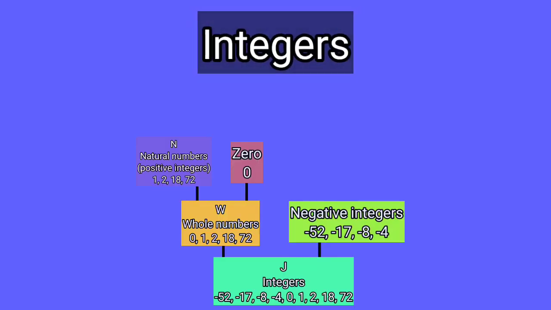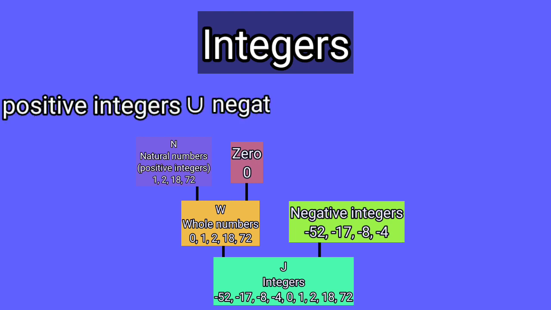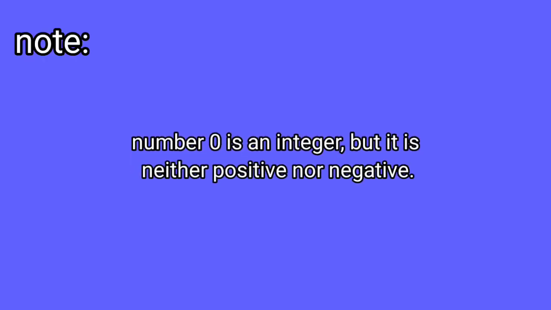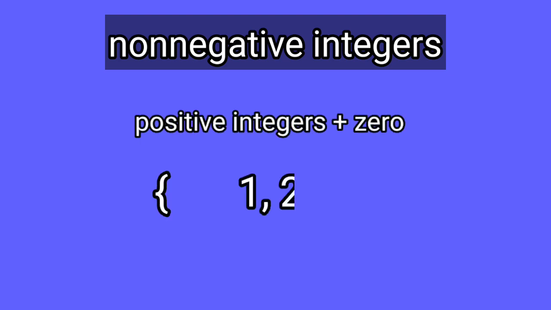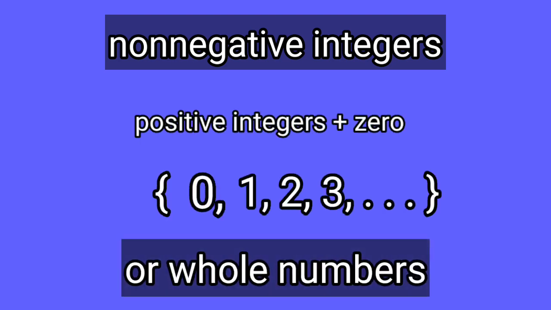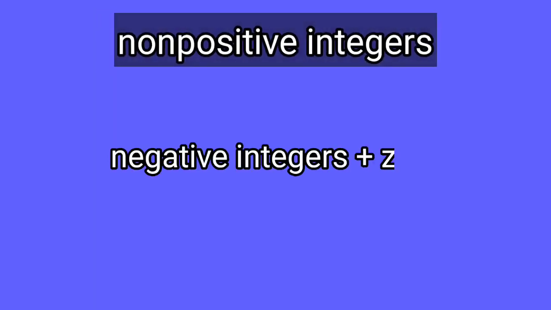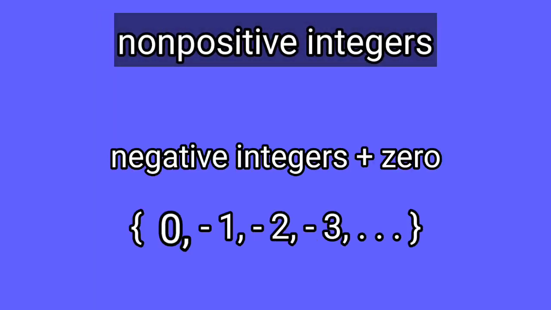The set of integers then is the union of three disjoint subsets: the set of positive integers, the set of negative integers, and the set consisting of the single number 0. Note that the number 0 is an integer, but it is neither positive nor negative. Sometimes we refer to the set of non-negative integers, which is the set consisting of the positive integers and 0, or, equivalently, the set of whole numbers. Similarly, the set of non-positive integers is the set consisting of the negative integers and 0.